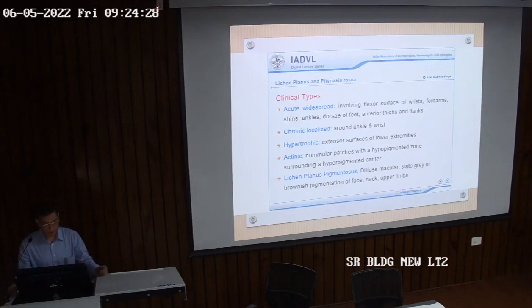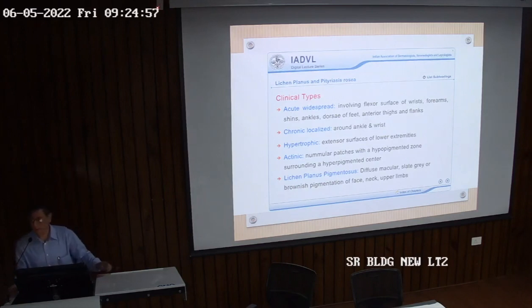Actinic lichen planus. So this classification is according to, as the name suggests, actinic means. What does the word actinic represent? Actinic? Say it, what else could it be? I don't expect this from you, but these are all terms. If you know that term, you will be able to remember the types of lichen planus easily.